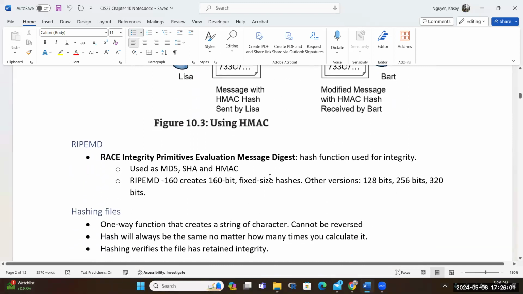Now, RIPEMD, this is RACE Integrity Primitives Evaluation Message Digest. We need to know these things for certifications, okay? This is a hash function similar to all the other hashes to compare for integrity. But it is longer in length than some of the basic hash algorithms, 160-bit. It uses fixed-size hashes, so that's going to be just the exact size. But you can also have other versions, at least 128, 256, and 320.